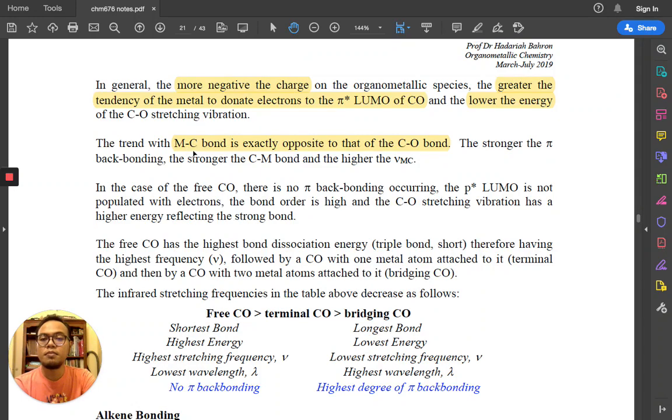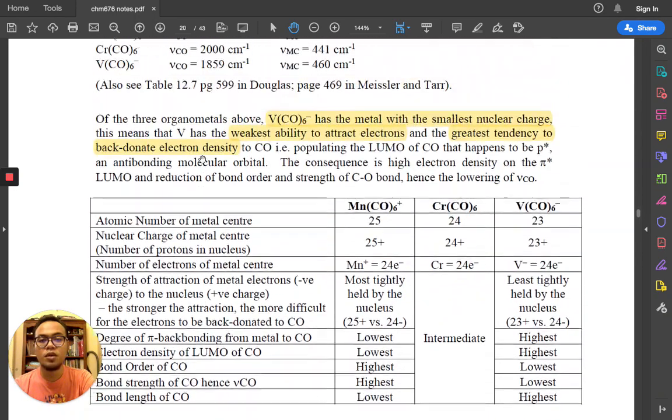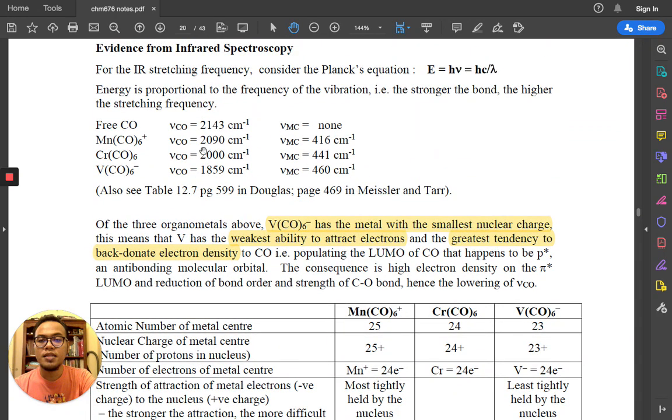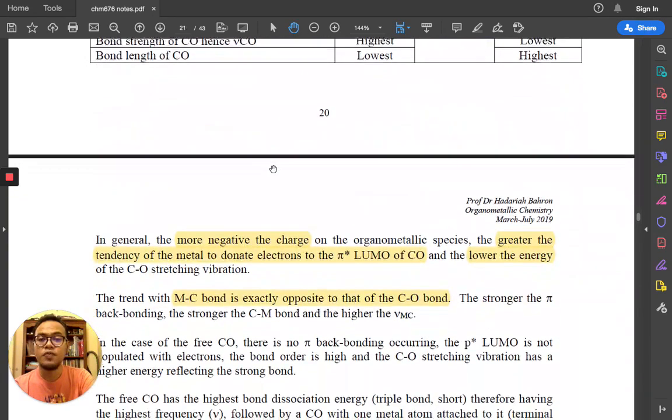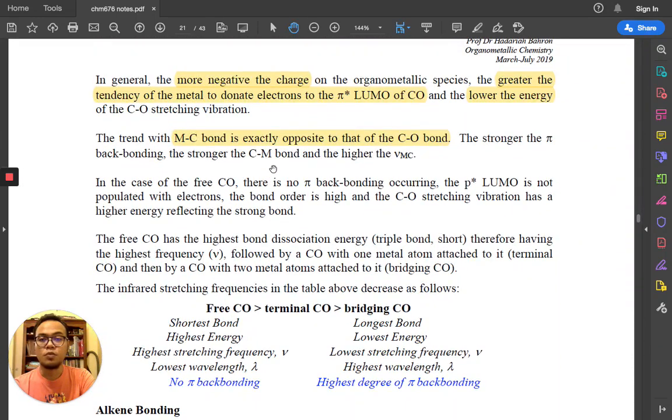So the trend with metal to carbon, let us see this one. If you still remember, the higher the frequency of your carbonyl, the lower the frequency of your metal to carbon. As you go down, this one is increasing, and this one is decreasing. Meaning, the relationship between the frequency of your carbonyl and the frequency of your metal to carbon bond is inversely proportional. So we can say that the stronger the pi back bonding, the stronger the metal to carbon bond, thus the higher the MC.